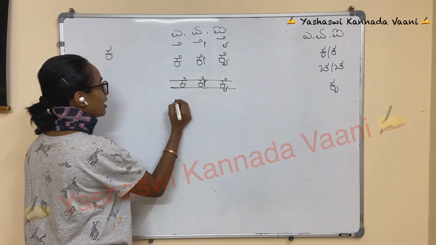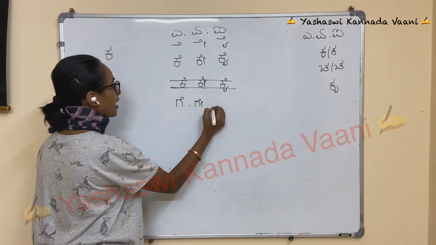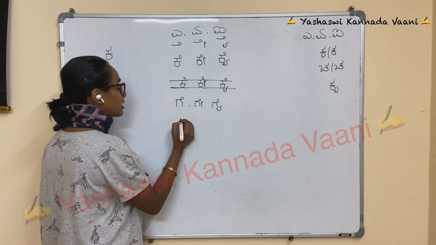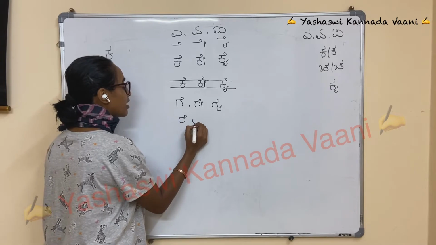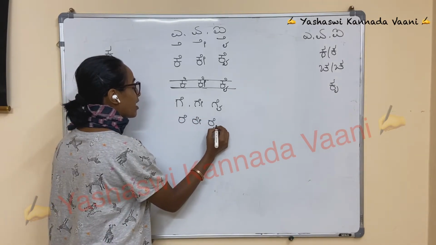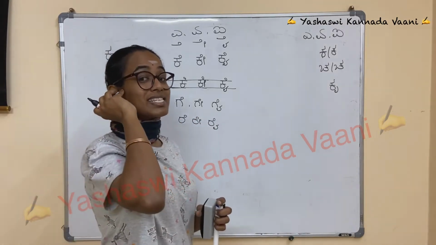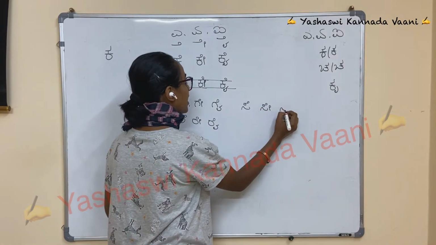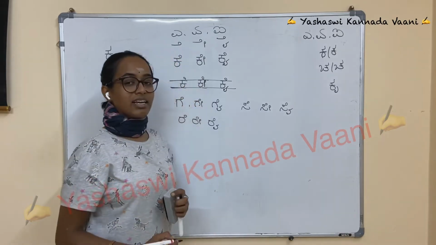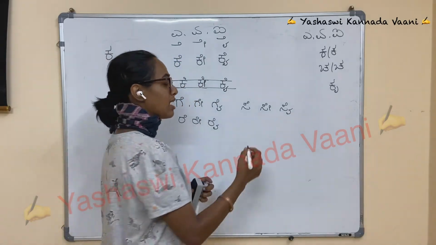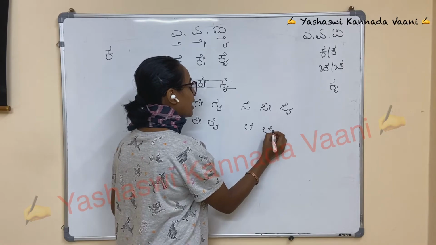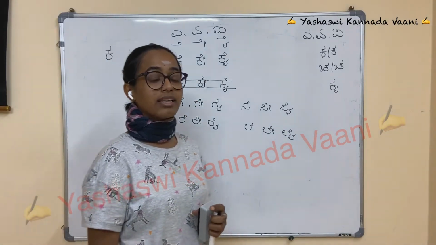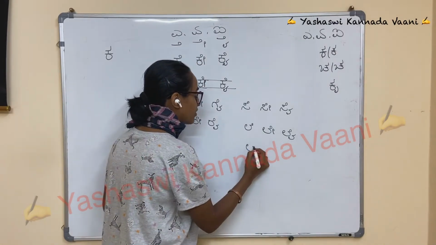We'll try for Ga: Ge, Gai. Now try it for Ra. You have to write it before I write it. Re, Rai. Right. Try for Sa: Se, Sai. Now try for La: Le, Lai. See, if you observe, for La there is no head, right? For La we don't have a head.